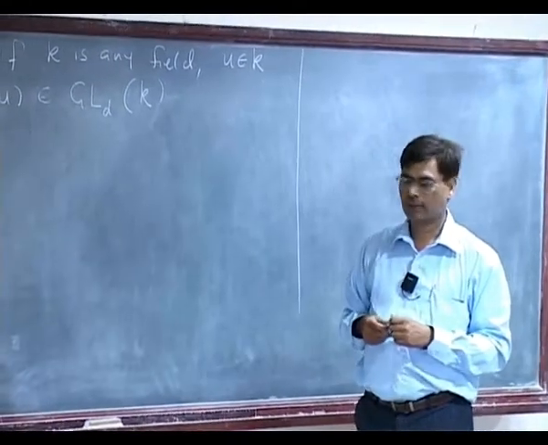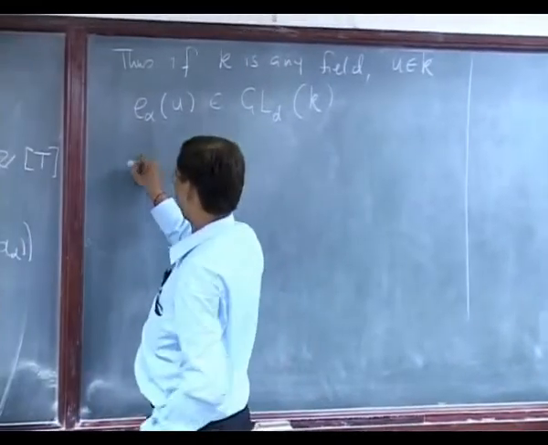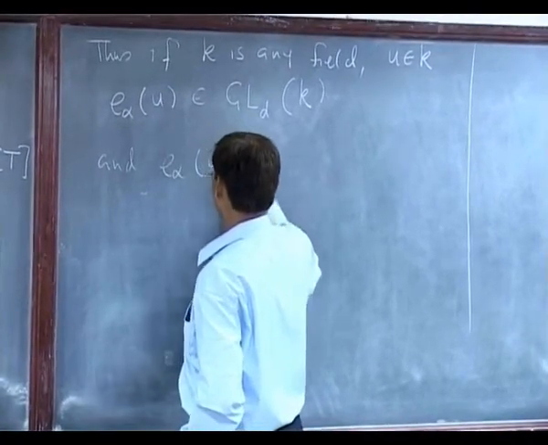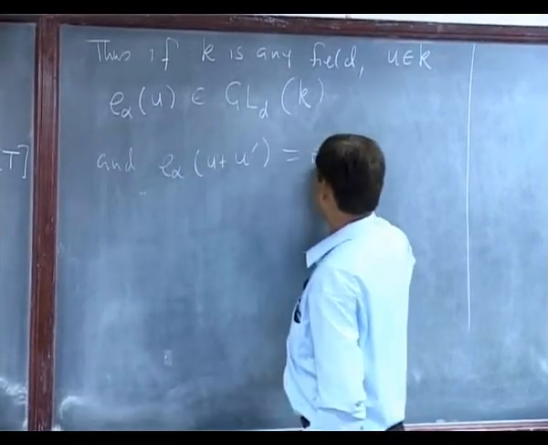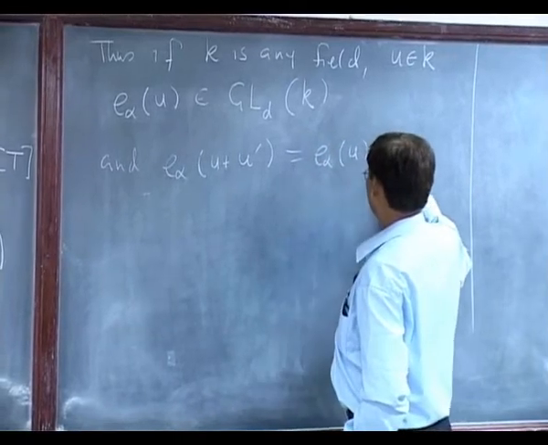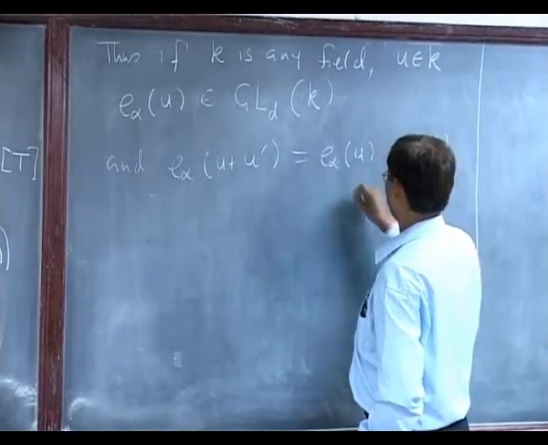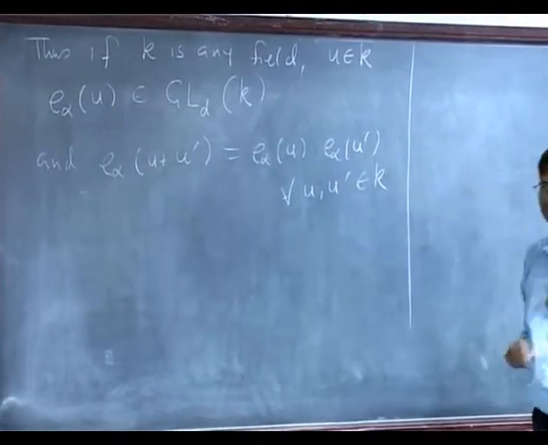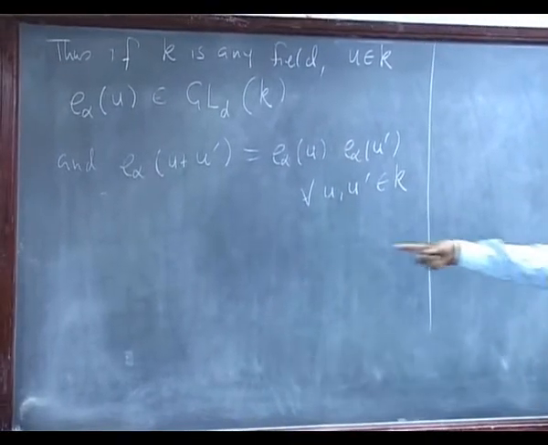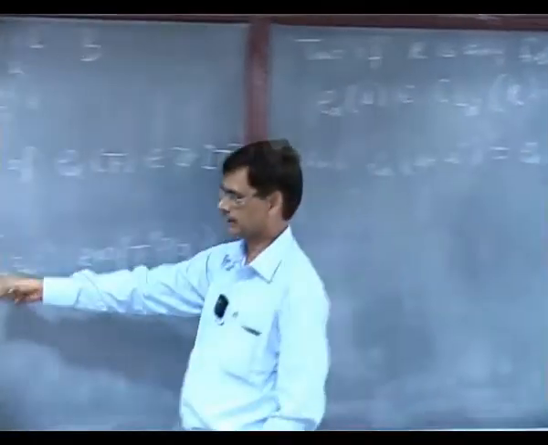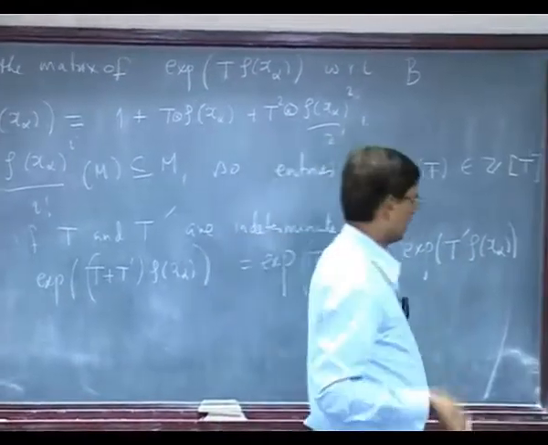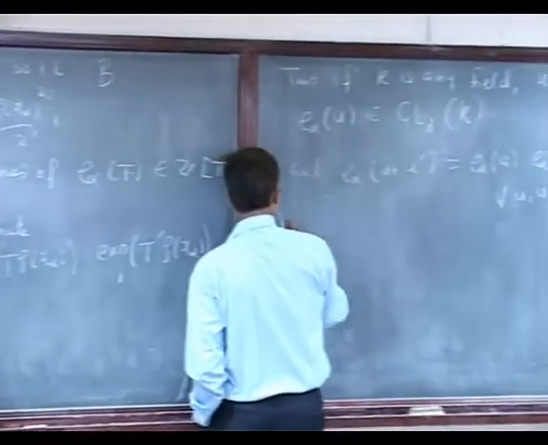Okay, and further, we have E alpha (u plus u prime) is E alpha u into E alpha u prime, for every u and u prime belonging to K, because of this. So now the notation.